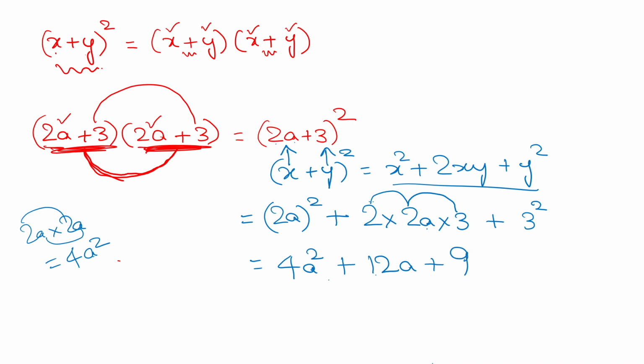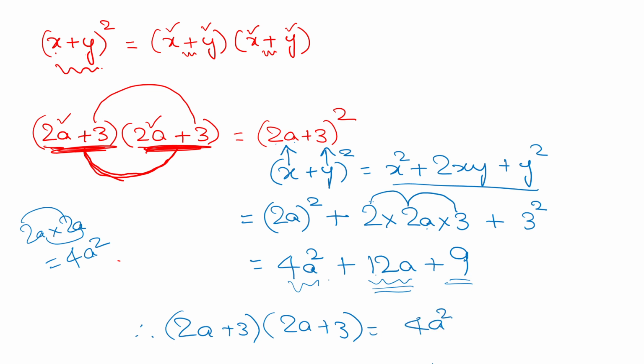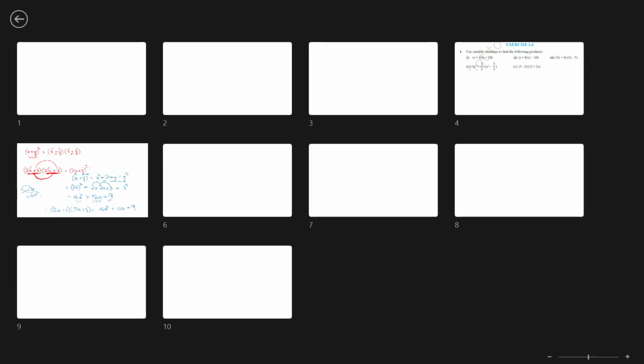So now can you simplify this? 4a² and 12a, can you add? No, we cannot add. Because it is a² and here the variable is a. And in the same way, can you add 12a and 9? No, we cannot add. So therefore, the conclusion is very important. (2a + 3)(2a + 3) is equal to 4a² + 12a + 9. Got it? How to simplify this?